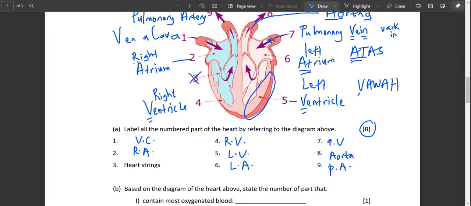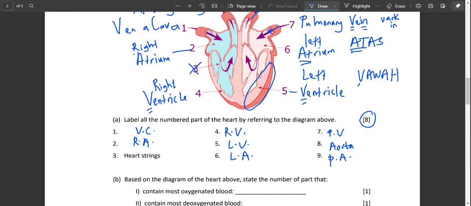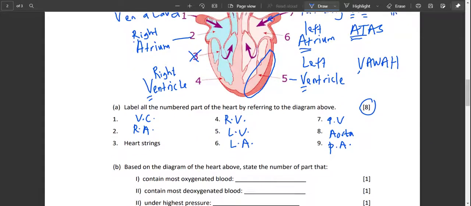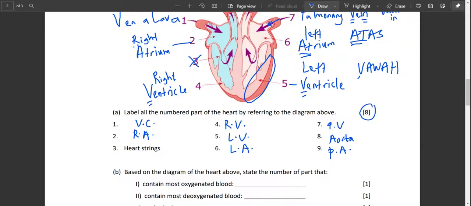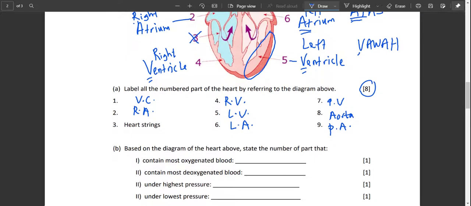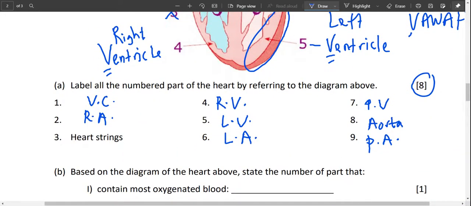Next one is the question that I find to be the most critical, and not many students are able to answer this one. Especially for part 1 and part 2, most students got it wrong. So let's read the question. Based on the diagram of the heart above, state the number of parts that contain most oxygenated blood.